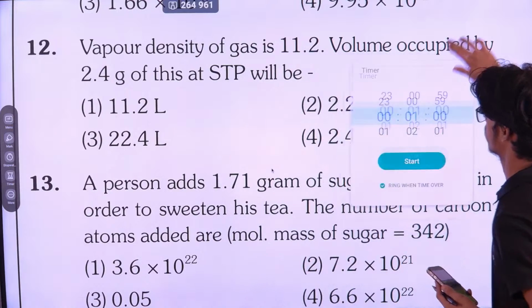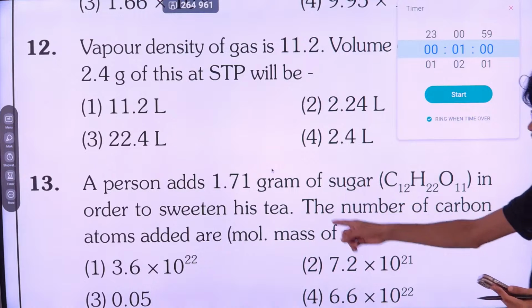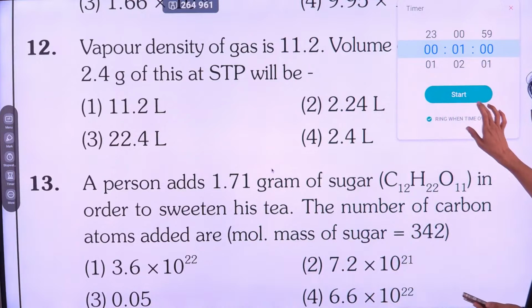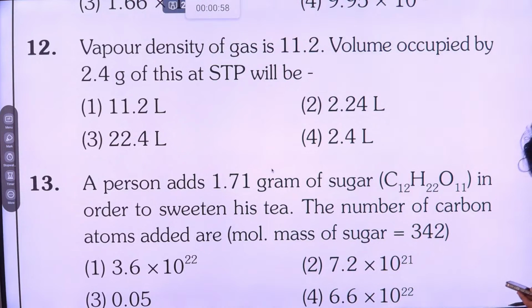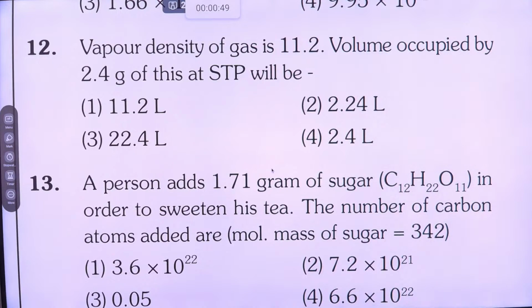Just a second, let me reset and tell you the problem. A person adds this much gram of sugar in order to sweeten his tea. The number of carbon atoms added are. It's very simple. Priya Jyoti, you try to do this problem. 13th, a person adds this much gram of sugar, C12H22O11. So first of all, you need to calculate the mass.